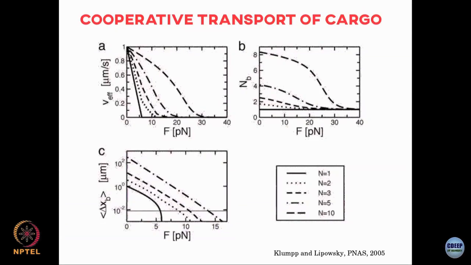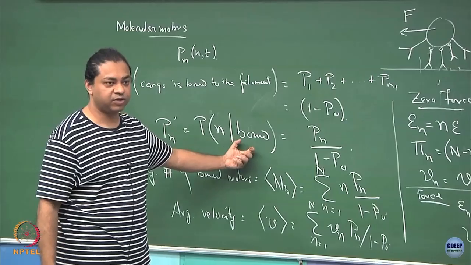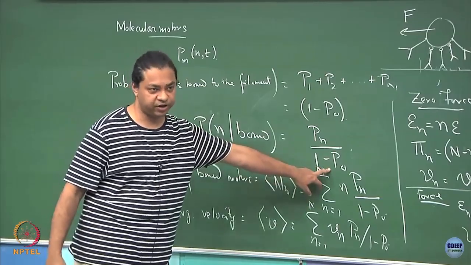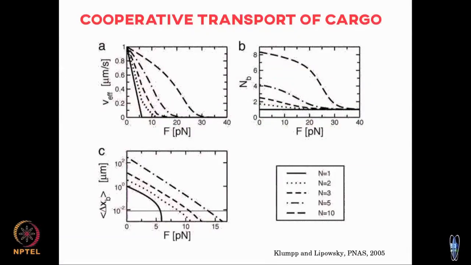Yeah, that is because I have normalized my probabilities with this conditional probability. So, I am only considering the subset of cases where at least the cargo is bound to the filament. So, this 1 minus P0 is there. That is because once all motors have unbound, the cargo drifts off. So, experimentally it is a little difficult to compare with that. On the other hand, it is easier to compare with this conditional probability, that given that it is bound, how many motors are bound.